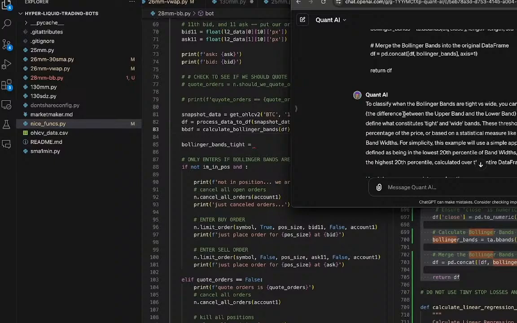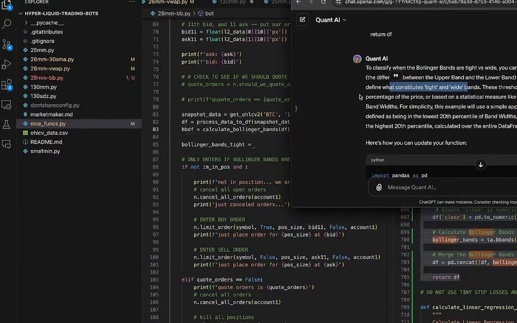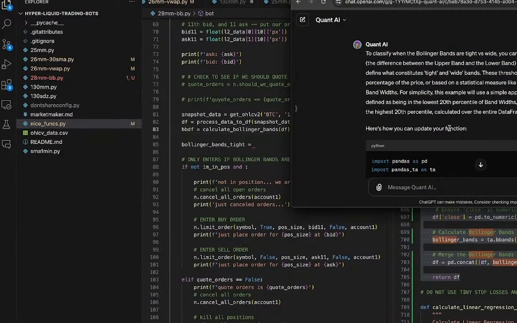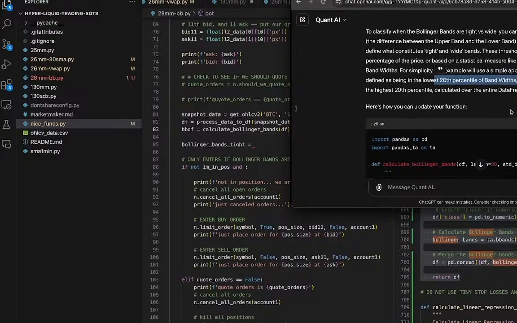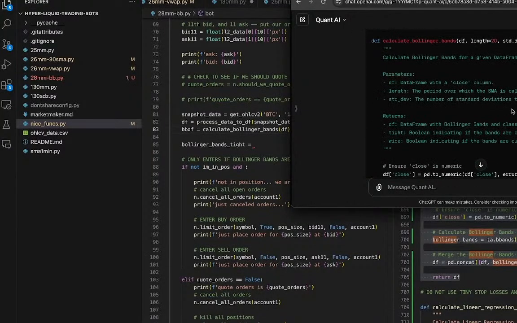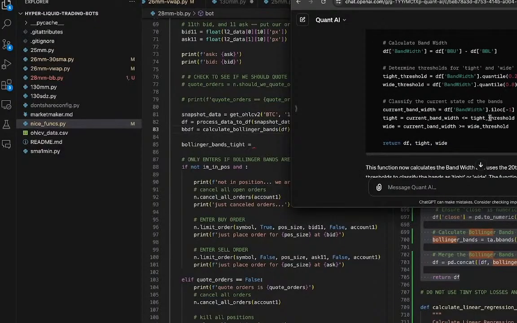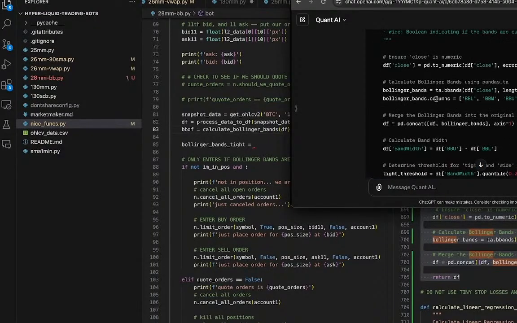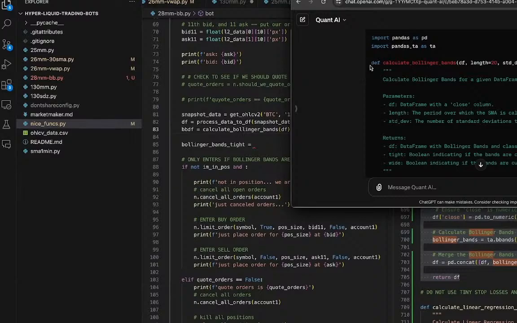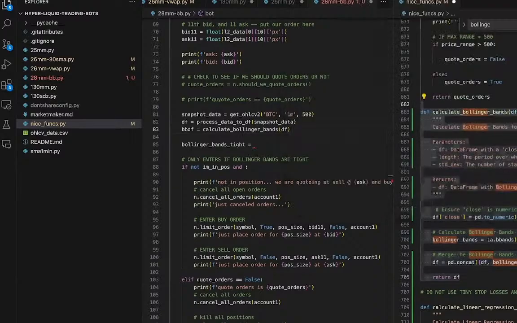You can calculate the band width, the difference between the upper band and lower band, and set a threshold to define tight versus wide. These thresholds can be a fixed value, a percentage of price, or based on a statistical measure like percentage of historical bandwidth. For simplicity, this example defines tight as being in the lowest 20th percentile of bandwidth. Okay, I like that. That's cool with me. And we're only gonna market make when it's tight. We're only gonna do it if it's tight.